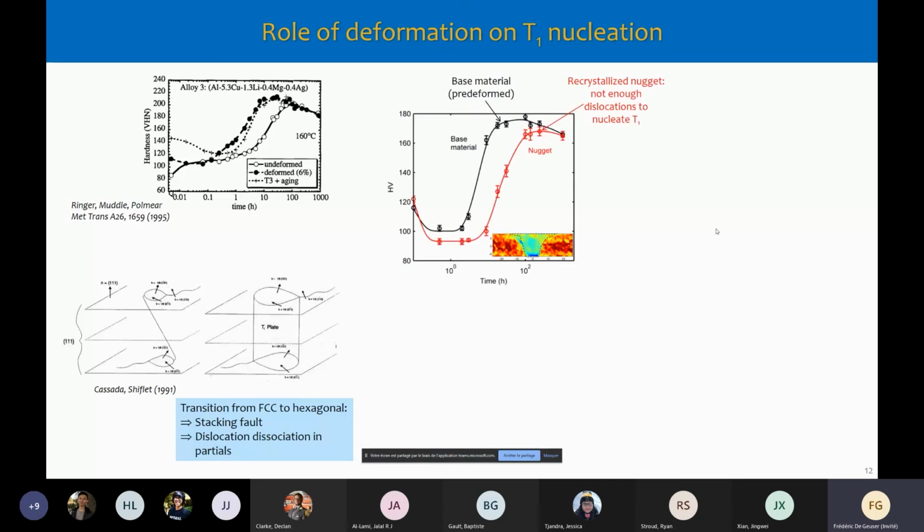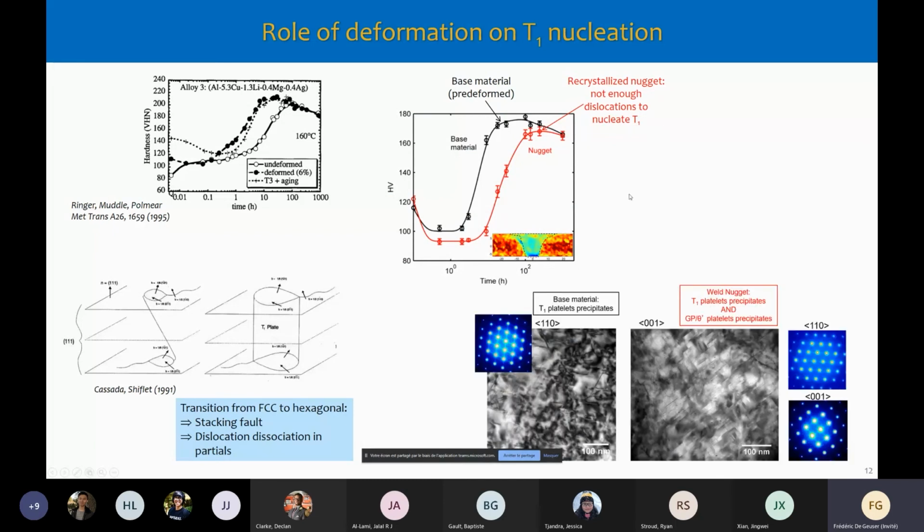And because of this, if you look at the base material, which has been pre-deformed, it actually nucleates T1 very easily because you have introduced dislocations to nucleate T1. But in the nugget, there are not enough dislocations to nucleate T1. And because of this, you don't have only T1, you also have theta prime. So you have T1s and theta primes. And because of this, the mechanical properties are actually lower than in the base materials.